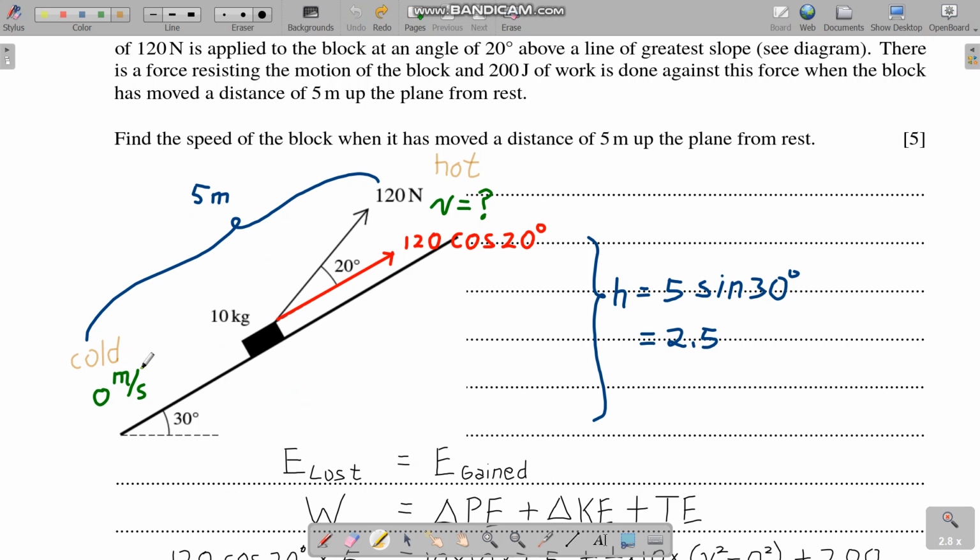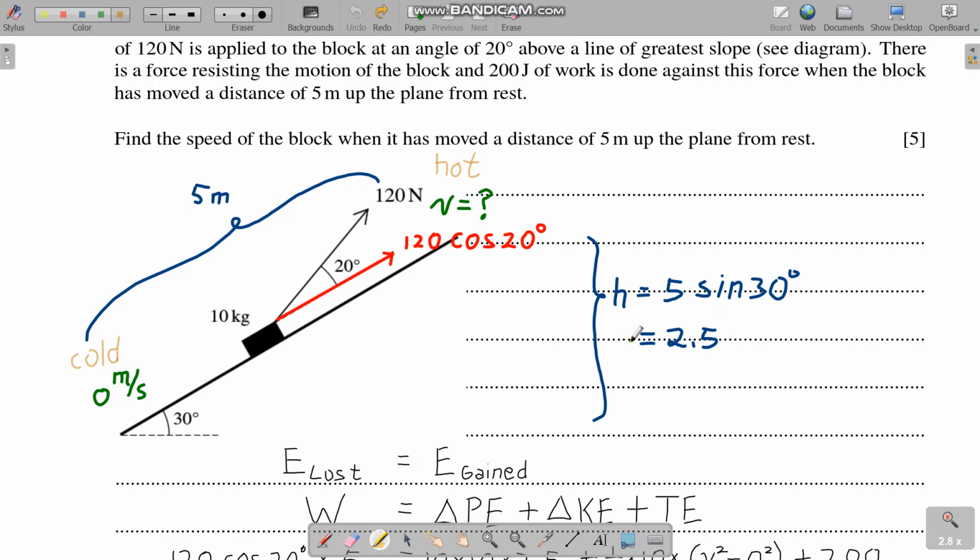We know that initially it is at rest, and in the end we need to find the velocity. We know the distance is 5 meters up the slope, the diagonal distance. So the vertical distance, if we look at this triangle, we know the hypotenuse is 5 and we are looking for the opposite, so we use sine: 5 sine 30. Sine 30 is 1/2. This is the vertical height.